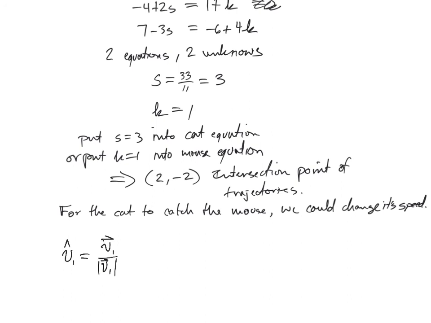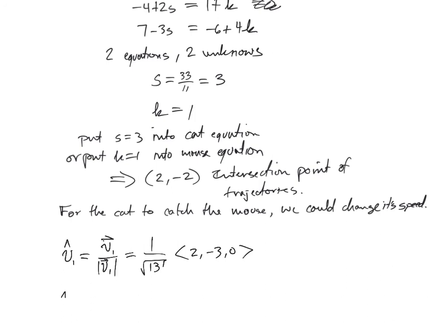Okay, we know that velocity vector v1 from the line equation, and we can divide it by its magnitude, which is root 13. And (2, -3, 0) was the value of v1, right? You divide it by its magnitude, and we now have a unit vector in the direction that the cat is traveling.